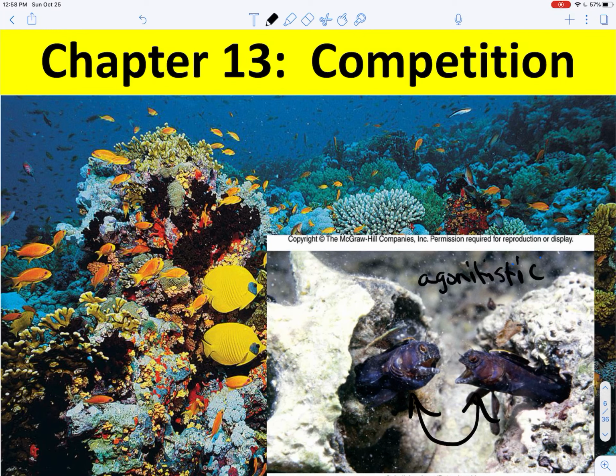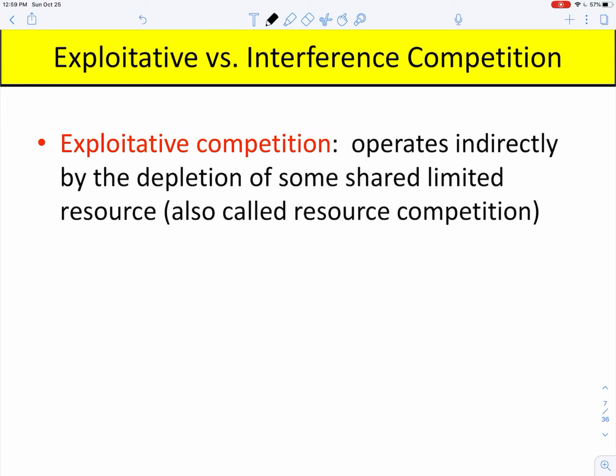We first need to talk about two major categories of competitive interactions, exploitative and interference competition. We define exploitative competition as that operates indirectly by the depletion of some shared limited resource. We also call it resource competition. So the key here is the indirect interaction that these species are encountering.